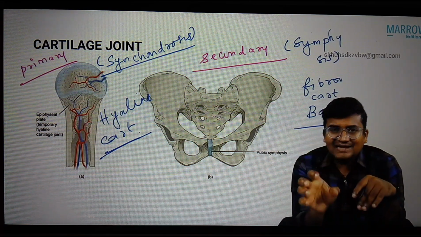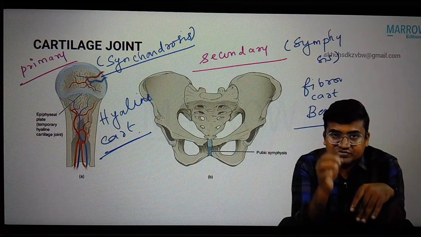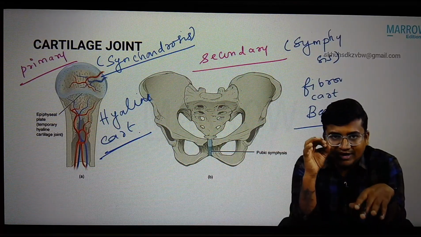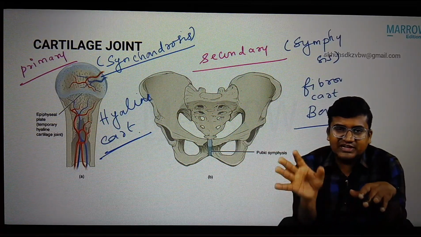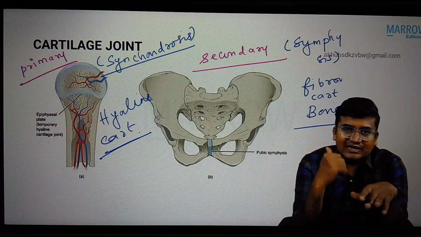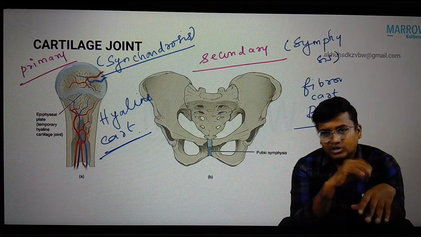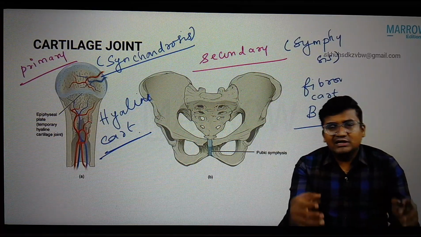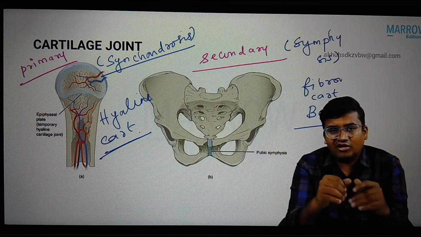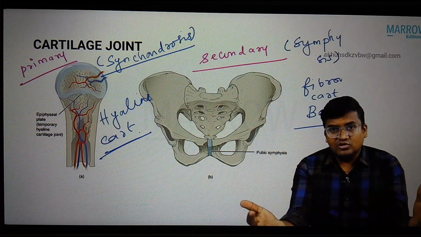Now the hyaline cartilage has the ossification property. The only cartilage which has the ossification property, that means it has a tendency to form bones, is our hyaline cartilage only. So over a period of time, what will happen? These hyaline cartilages are converted to bones.